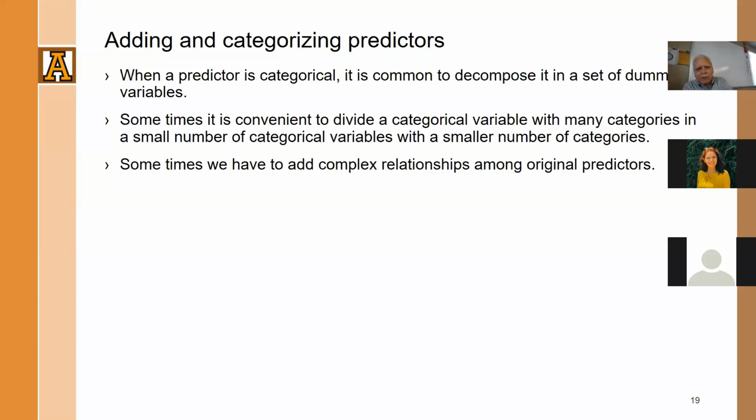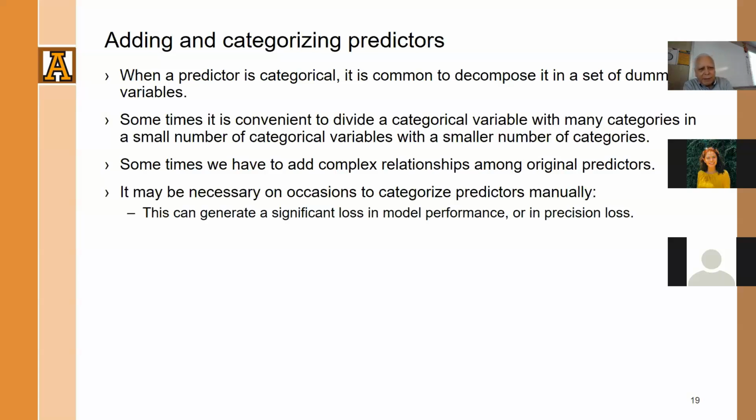Sometimes we have to add complex relationships among original predictors. We talked about that. And it may be necessary occasionally to categorize predictors manually. This, of course, will generate a loss in model performance or precision loss. But sometimes it is necessary to do that.